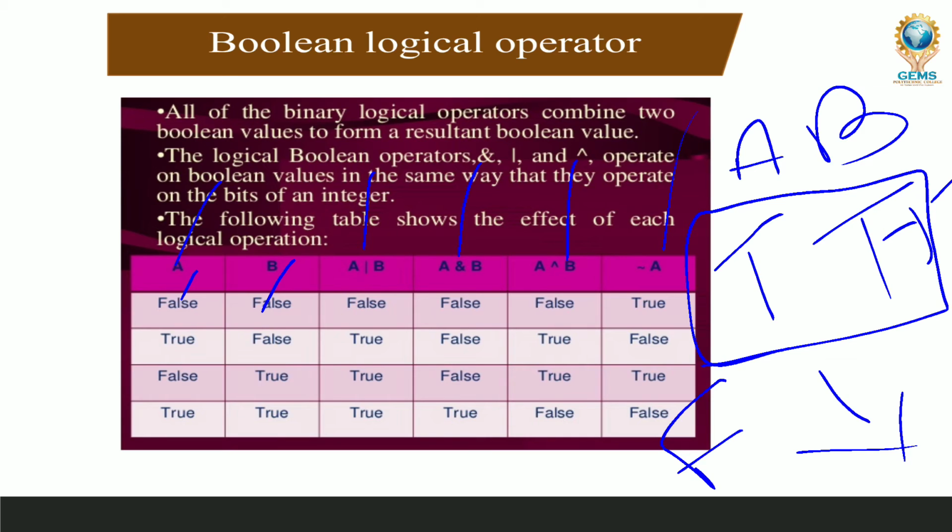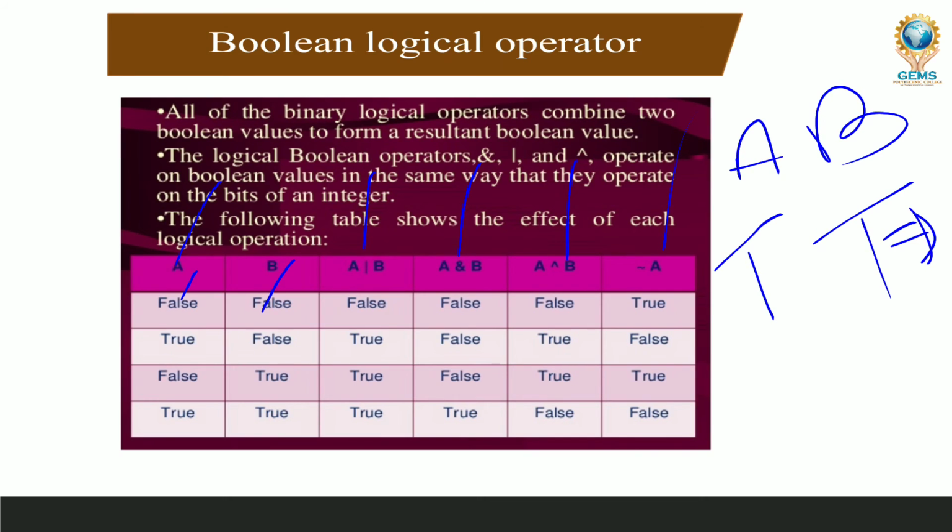But in the AND case, not like that. In the AND case, when both are false, it will be false. But when both are true, then only it is true. In the remaining cases, it is false. That means when both are true, the answer is true. In the remaining cases, the answer is false.